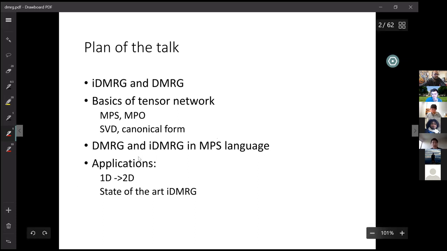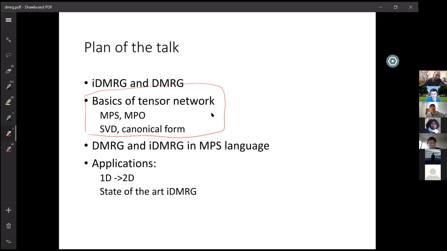I also prepared some more applications of using this DMRG, but I don't think today I get time to talk about these. I will spend most of the time introducing this matrix product state thing, because DMRG was invented like 30 or maybe even 40 years ago. But since 20 years back, people have come to know this matrix product state and realize that DMRG actually is based on matrix product state.